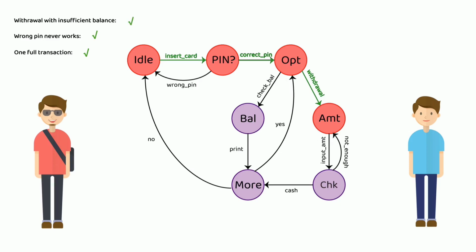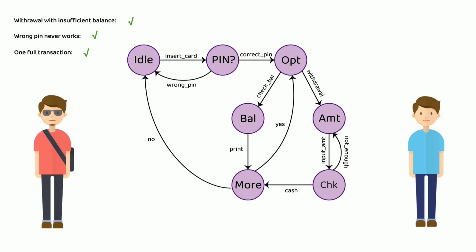Now, if I want to withdraw 500 rupees, it will first go to the check state and will tell me, no, you do not have sufficient balance. If I give rupees 100 or anything less as the amount, then only it will give me the cash. Great. Thank you very much for your model.